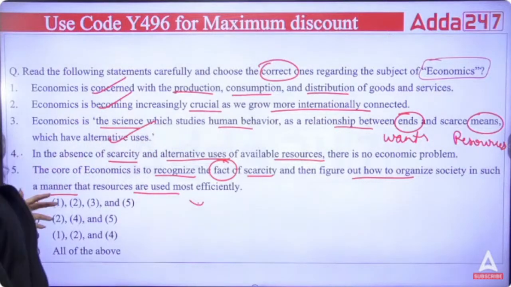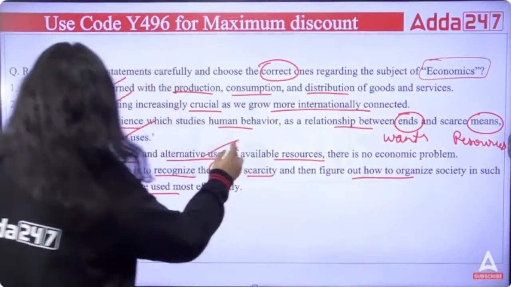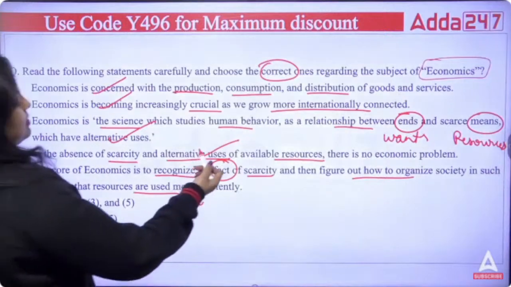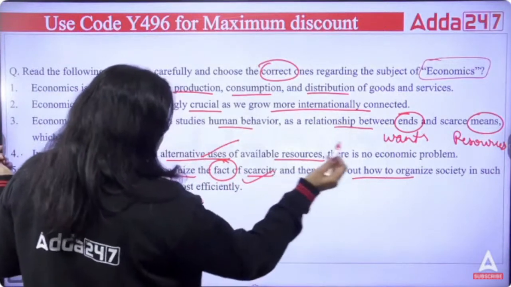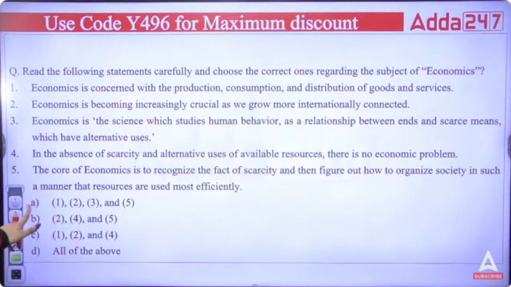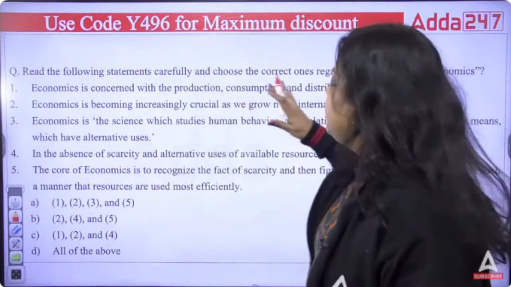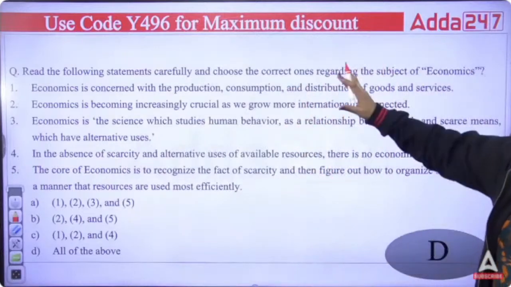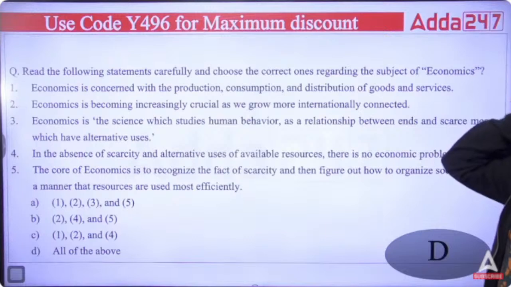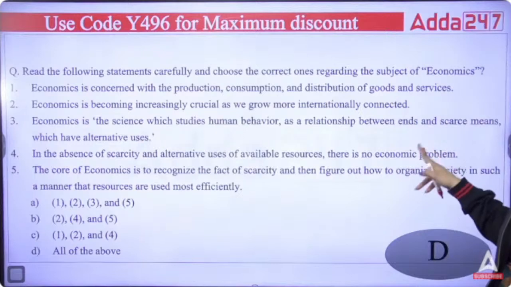This is also true. In the absence of scarcity and alternative uses, we will not have any economic problem. This is also true. The core of economics is to recognize the fact of scarcity and how to manage that scarcity. This is also true. So it means all the statements are correct. None of these statements is incorrect. If you have done the topic wise and the conceptual study, you will be able to find out that all options are correct, because all these lines are in the IIBF book that you have to study for your paper. So all the same statements have been given here.